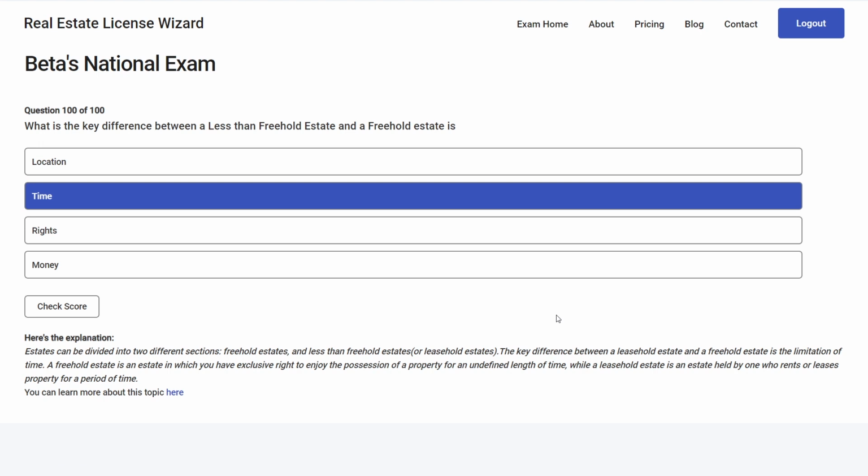Think about it. Freehold estate is an estate in which you have an exclusive right to enjoy the possession of the property for an undefined length of time, while a leasehold estate is an estate held by one who rents property or leases property for a period of time. Do you see the difference? So that's the way that one works. Super important to understand, super important to get. But yeah, that's that.